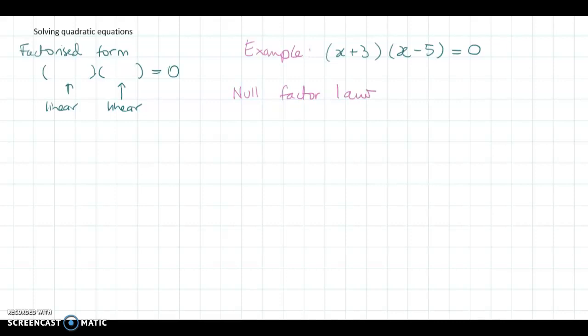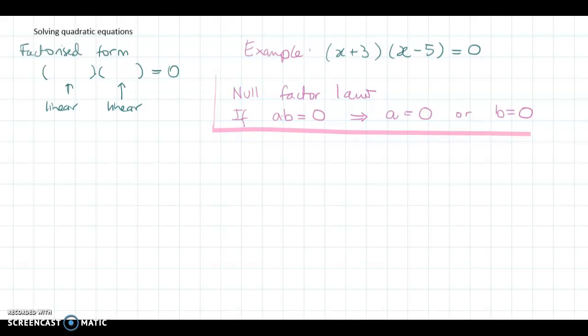What this law says is that if we have two expressions, a and b, being multiplied by each other and equal to 0, so if a times b is equal to 0, then the only way for this to happen is that either a is equal to 0 or b is equal to 0. That's very logical, right? If we get a result of 0, it's because we were multiplying by 0. So this is an extremely important result because it makes our life much easier.